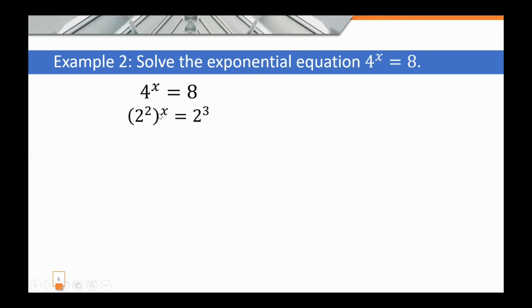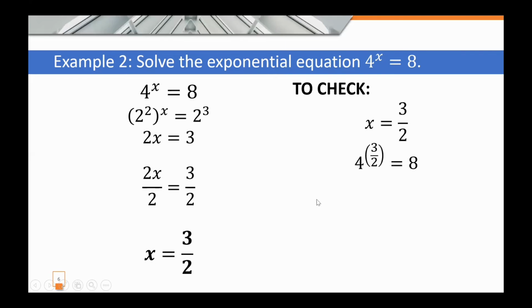Dito sa left side, we have 2x, and dito sa right side naman, we have 3. So here we have 2x equals 3. You can now solve for x. Divide both sides by 2, and x is equal to 3 halves.